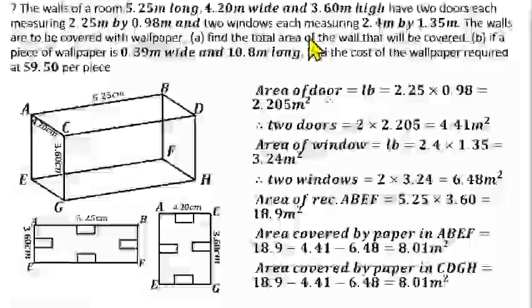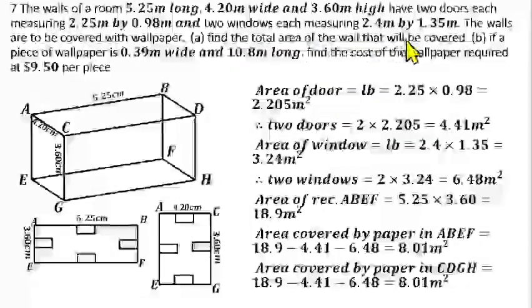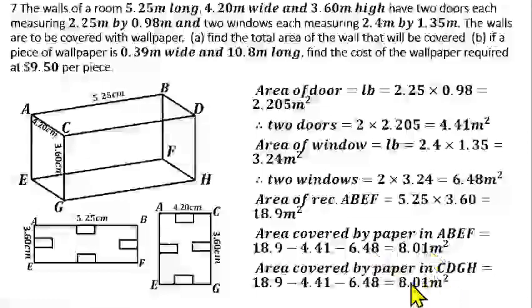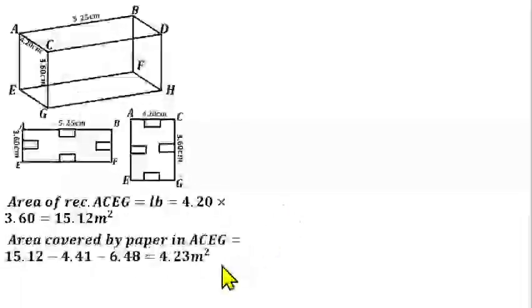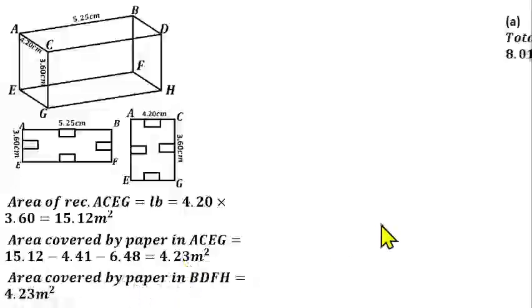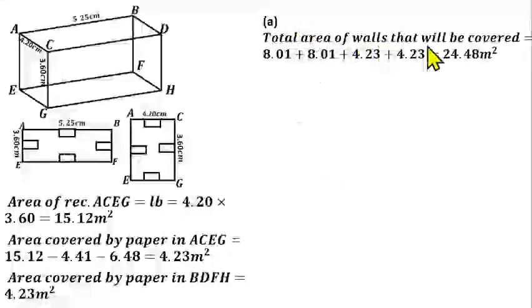Now you have to find the total area covered by the wall. So that will be what you get here plus this, then plus whatever we get here, plus what you get here, and plus what we get here. That will give us the total. So the total area of the wall that will be covered will be 8.10 plus 8.10 plus this as well. That will give us 24.8 meters.